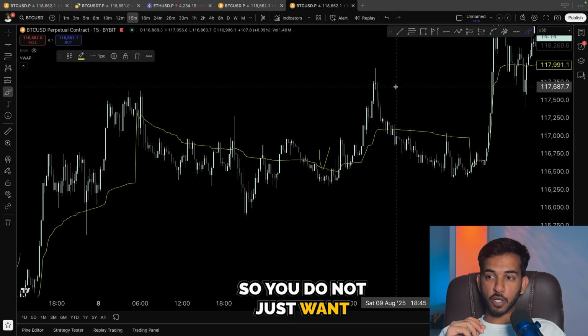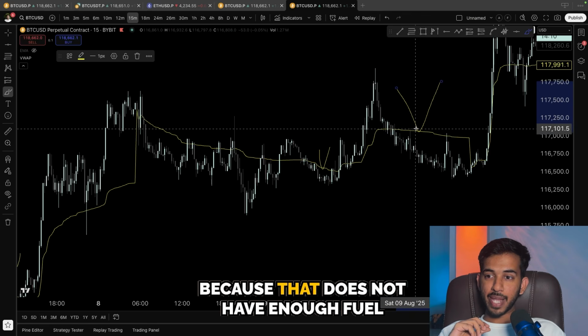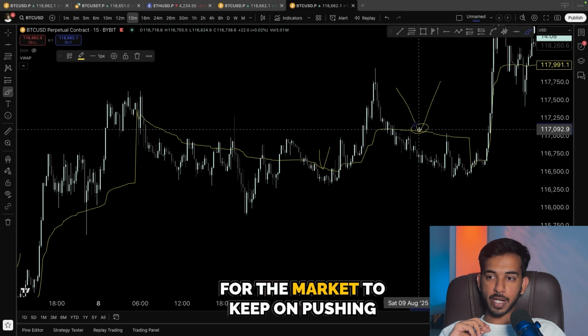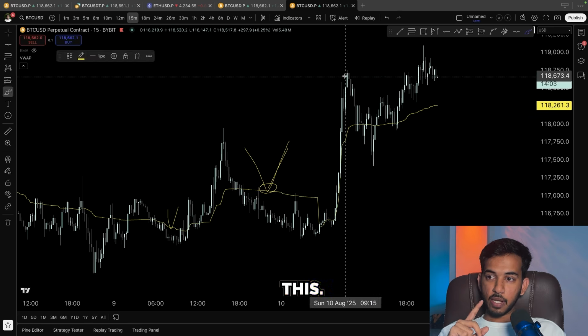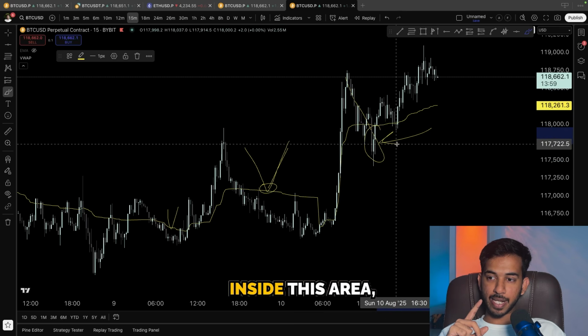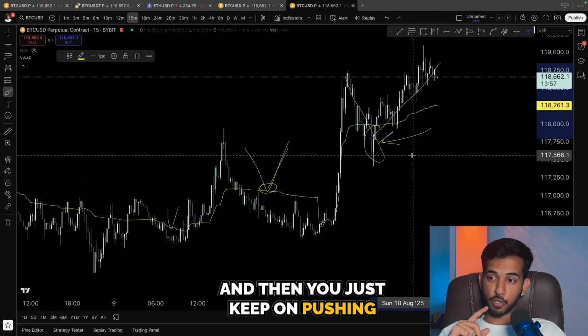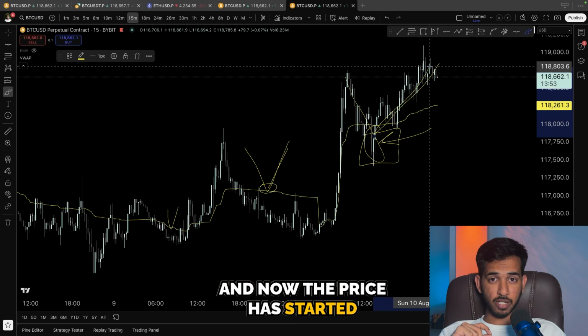So you do not just want a tap of your VWAP and the market has to reverse. Nope. Because that does not have enough fuel for the market to keep on pushing higher. The best case scenario is something like this. You hit your VWAP, you get a fake out, you see a lot of sellers selling inside this area, and then you just keep on pushing higher, while you have trapped all the sellers at the bottom and now the price has started to push higher.